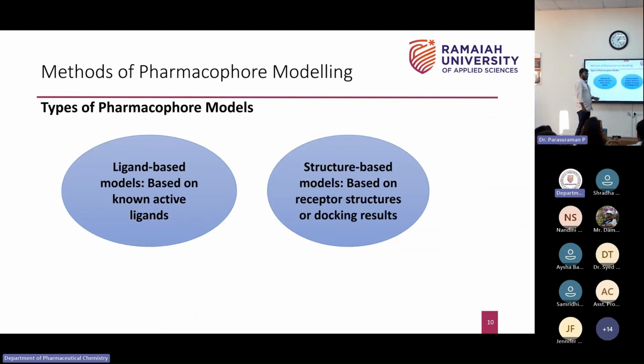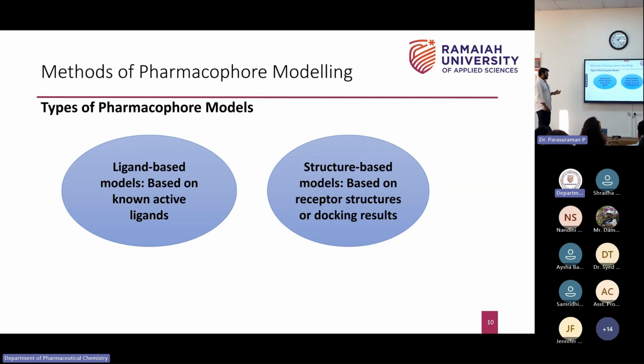Next, methods. There are two types of methods: one is ligand-based pharmacophore modeling and the other is structure-based pharmacophore modeling. Ligand-based means we have only active ligands, and we have to build a protein using homology modeling. Next, the structure-based. In structure-based, I already have a refined protein. Using that protein, I have to make molecules or structures that can bind or fit into that receptor. This is called structure-based modeling.